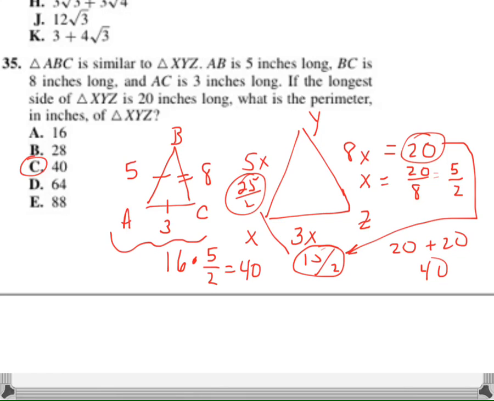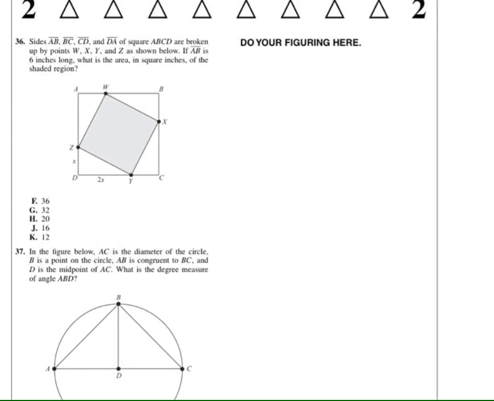We're running low on battery power, so I'm going to have to go quick. Problem number 36. ABCD is a square, broken up into points with x as shown. AB is 6 units long. What is the area in square inches of this shaded region?